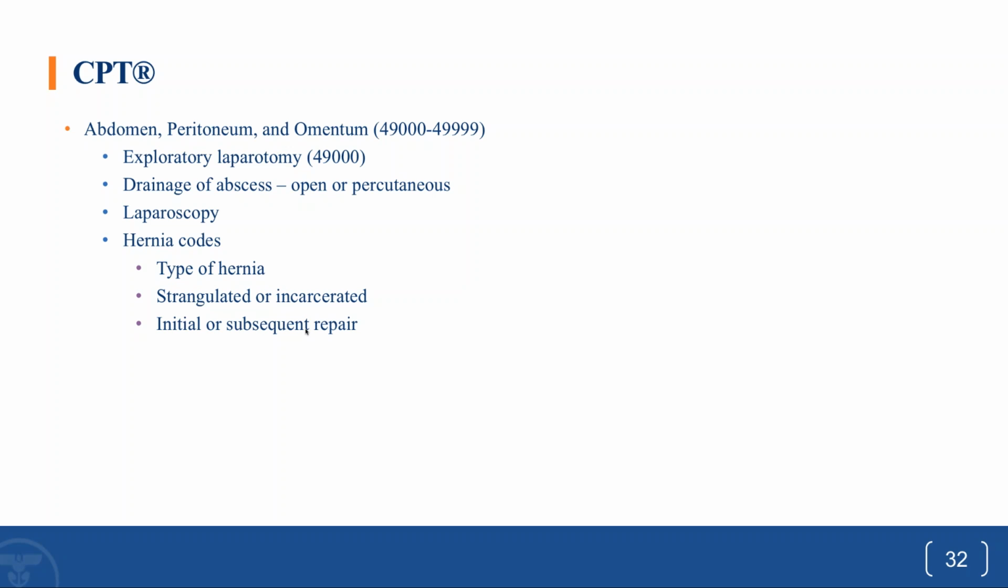49555, femoral. So pay attention to the type or the name of the hernia, whether there's any obstruction, because if there is, when you choose the incarcerated or strangulated, that's going to give the provider additional reimbursement because it's a little bit more difficult to treat, right? It's a little bit more difficult in reference to that procedure.